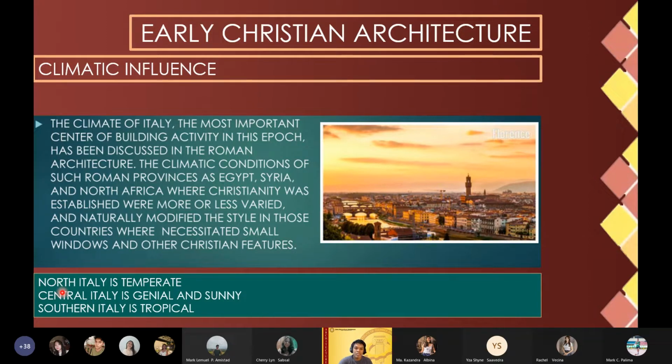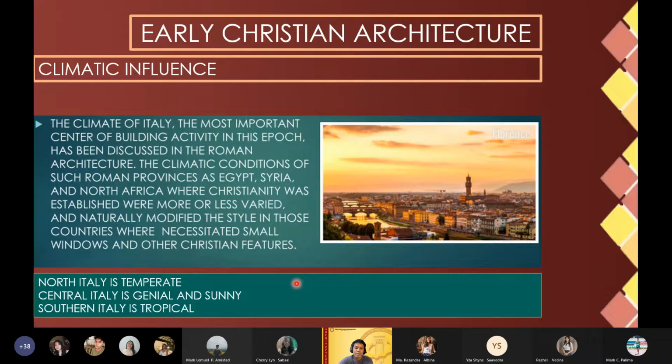So north, temperate. Central part is genial and sunny. Southern part is tropical. So with this climatic influence, the features of those buildings under early Christian architecture is also varied because we always adapt kung unsa ato ang climate. Okay. So if we try to imagine those days, early Christian architecture, ano pala siya, mga 300 BC.